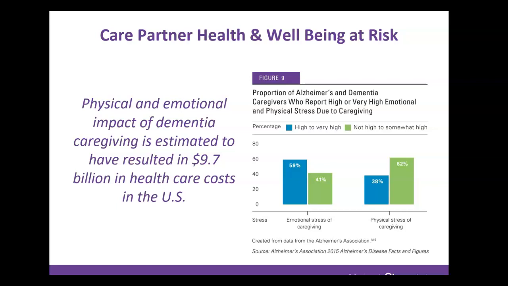38% of respondents reported that the physical stress of caregiving was high to very high, and 62% said the physical stress of caregiving was not high or somewhat high. Here the graph is just showing you that there's emotional and physical stress related to caregiving for persons who have Alzheimer's.